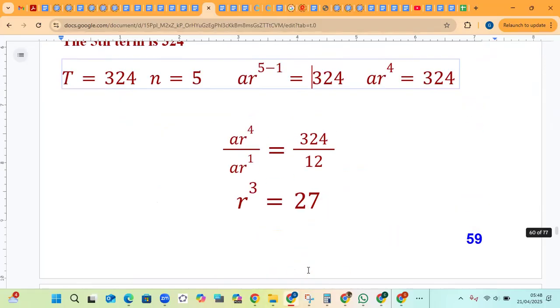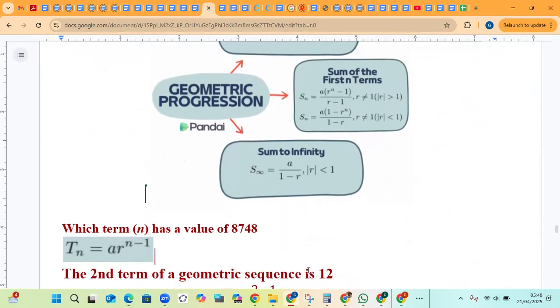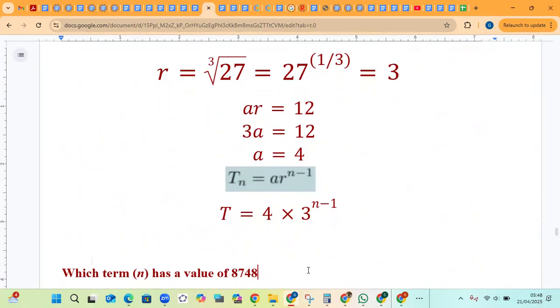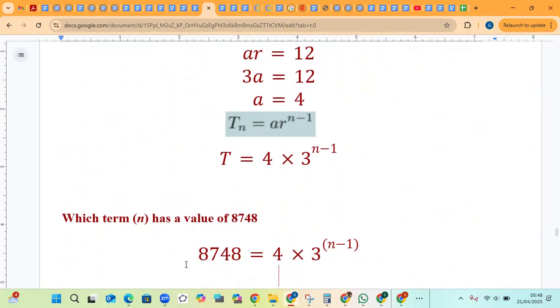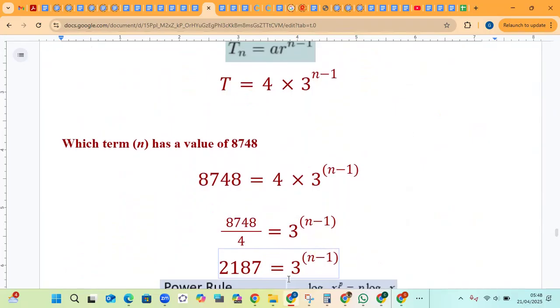Now the question says that you want the n that will give you 8748. So T must be 8748. It says which term n has a value of 8748, so T must be 8748 and you're solving for n. So here you have the formula 8748 = 4 times 3 raised to the n minus 1. You divide by 4 to cancel out 4.